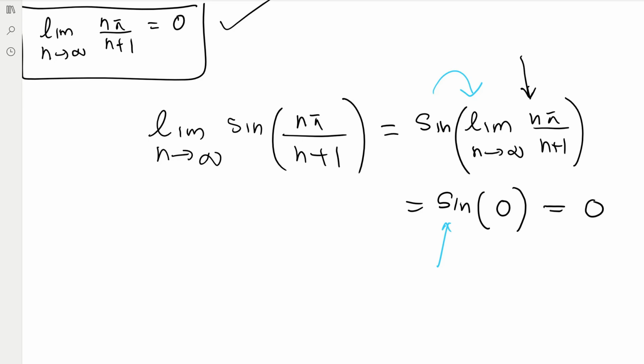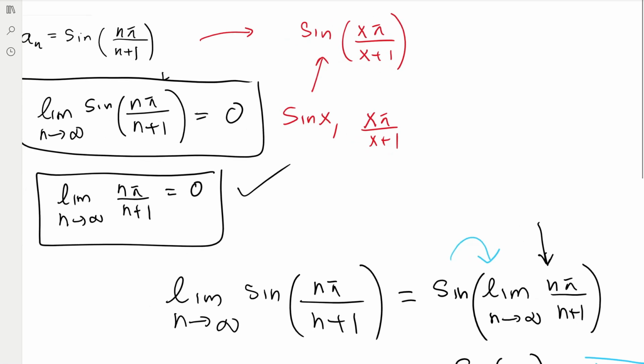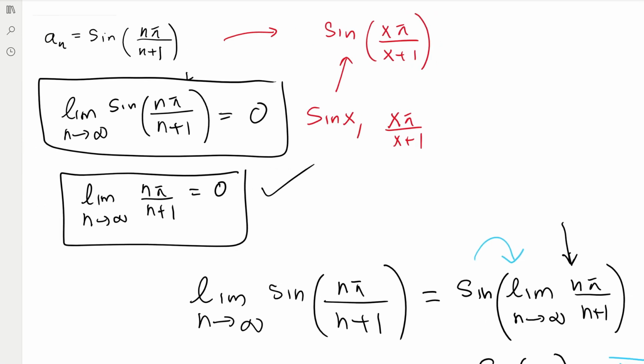So basically, at this point, I should pause my work and ask myself a question. The question should be, is sine x continuous at 0? Of course, the sine function is continuous everywhere, right? So sine x is continuous at 0. So then you can go ahead and evaluate sine at 0 and find the limit of the entire thing, okay? All right. So this is the nice little trick that you can use to find the limit of a sequence that looks like a composite function.